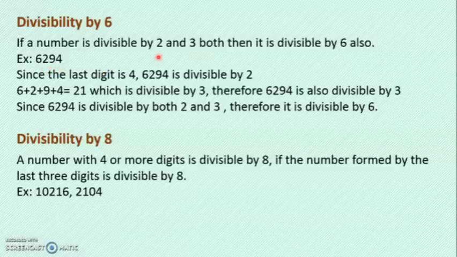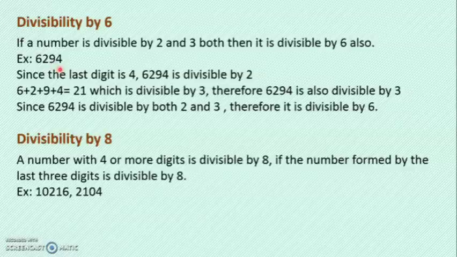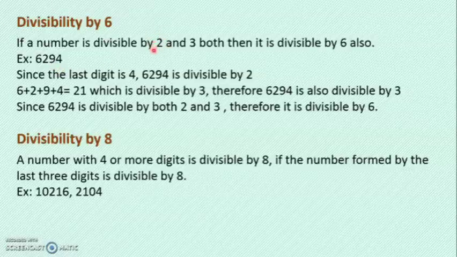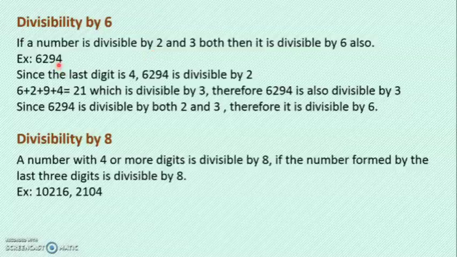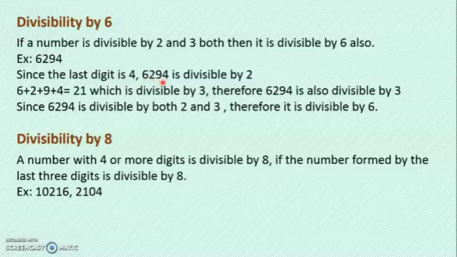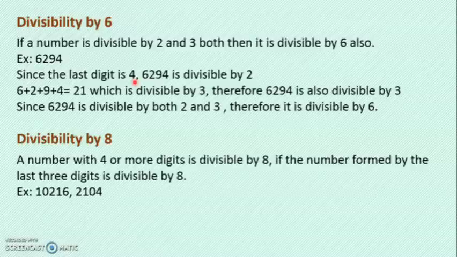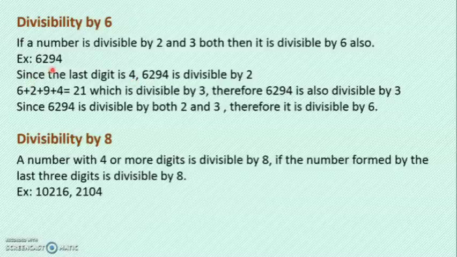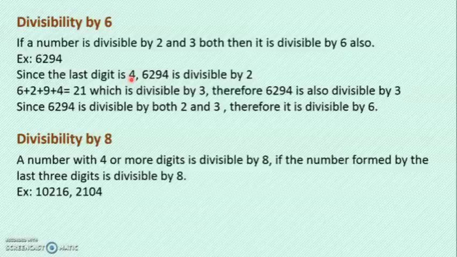6294. So first we are going to check if this number is divisible by 2. Okay. So the divisibility test of 2 says just look at the last digit or the digit in the ones place. Since the last digit is 4, 6294 is divisible by 2. How do you know? Last digit is 4. What is the rule? The last digit, if it is 0, 2, 4, 6 or 8, then the number should be divisible by 2. Here the last digit is 4. That is why this number is divisible by 2.